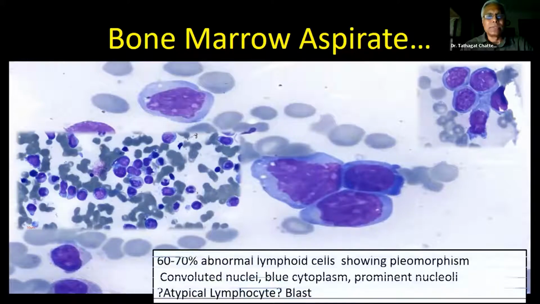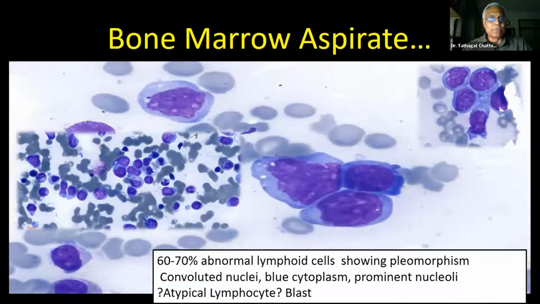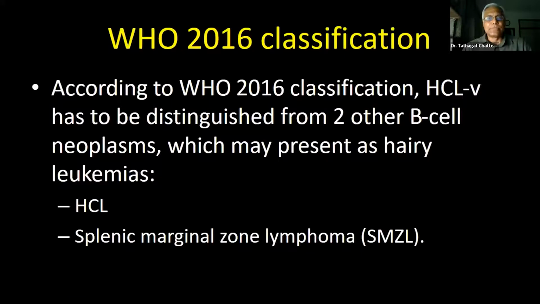This was the peripheral smear, and this was the bone marrow aspirate. And if you see the cells closely, they look blastoid with prominent nucleoli. A further high power view, see the prominent nucleoli, abundant cytoplasm, and some hairy-like projections. So what do you call this? 60 to 70% abnormal lymphocytes showing pleomorphism, convoluted nuclei, blue cytoplasm, prominent nucleoli. Again, you call it atypical lymphocyte. Or is it a blast? And you are confused, as confused are the clinicians.